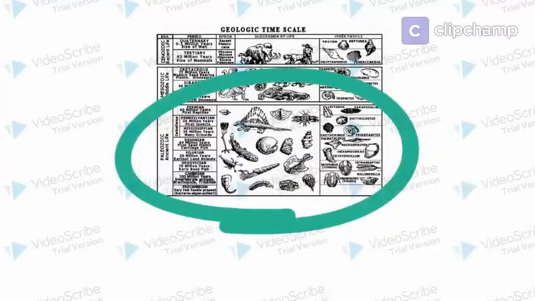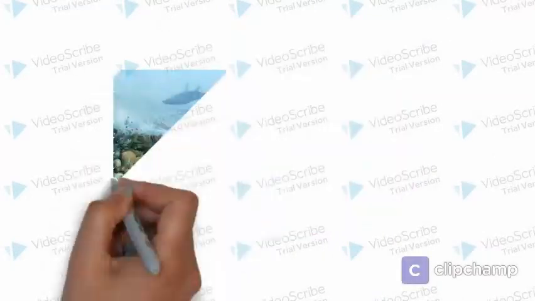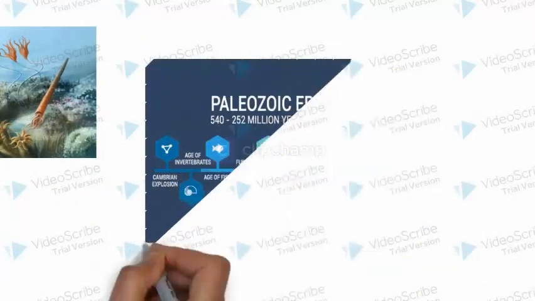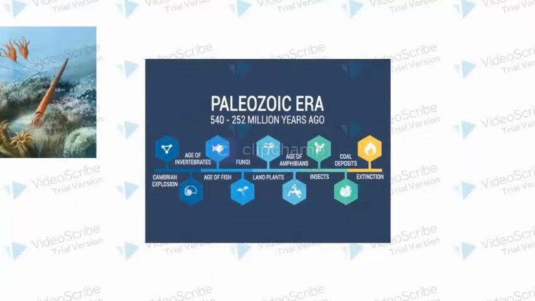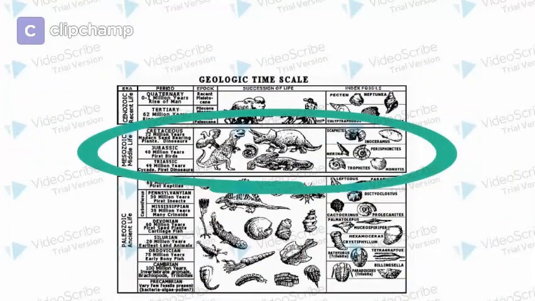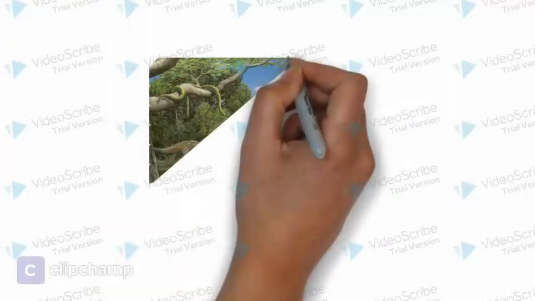This era began with the breakup of one supercontinent and the formation of another. Plants became more widespread, and the first vertebrate animals colonized land. During this time, many modern forms of plants, invertebrates, and fishes evolved.